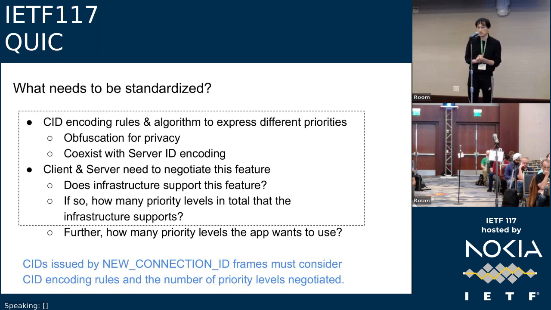And the second big reason is that to use this feature, your client and server need to negotiate. For example, the client needs to understand: does our infrastructure support this feature? And if so, how many priority levels in total does the infrastructure support? And further, the application also needs to know how many priority levels it wants to use. After the negotiation, we need to take care of the CIDs issued by the NEW_CONNECTION_ID frames, because each CID issued must consider the CID encoding rules and the number of priority levels negotiated. And I think that's all. If anyone finds this an interesting use case, or if you have any feedback, please let us know. Thank you.